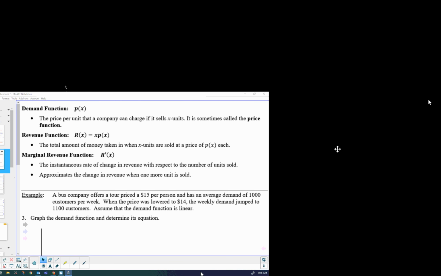Okay, demand function. So demand function is sometimes also called a price function. And in my head, it would make more sense to call it a price function. But for some reason, they call it demand function. I don't know why exactly. But it is a price per unit that a company can charge if it sells X units. Okay, so P of X might be called a price function, also called a demand function. But it represents price when you're producing X units, the price per unit.